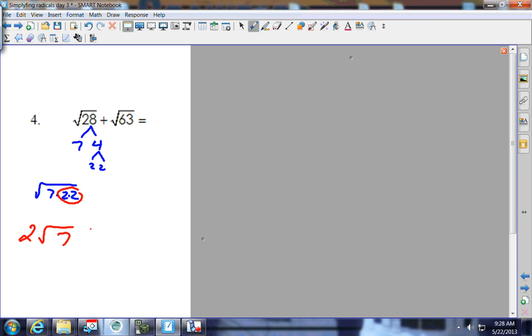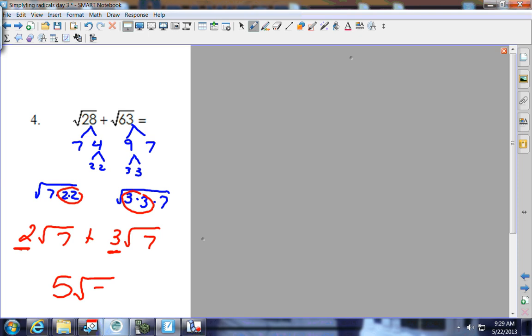That's the first one. Plus 63 splits up as 9 times 7. 9 splits up as 3 and 3. So I have 3 times 3 times 7. Who gets to go outside? The 3's do. So it is 3 square root of 7. Now, are the square roots the same? Yes. I have 2 square roots of 7 and 3 square roots of 7. 2 plus 3 is 5. So my answer is 5 square root of 7.